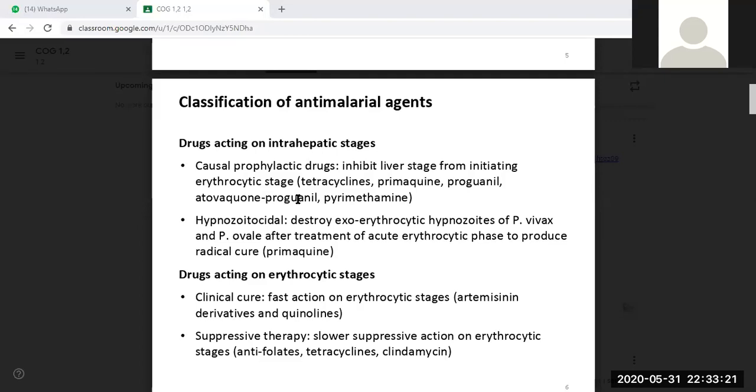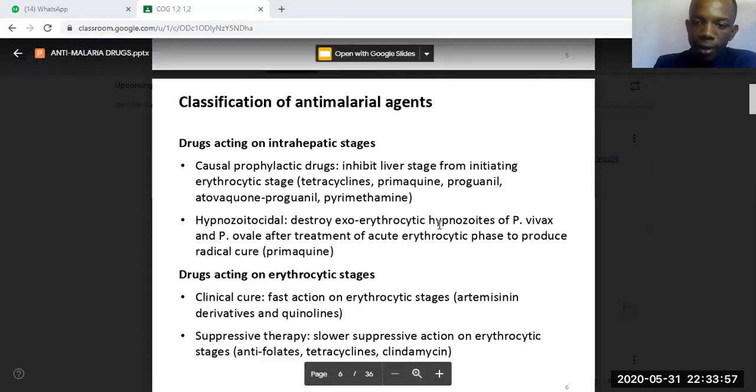Again, this is the point where, in Plasmodium vivax and Plasmodium ovale, the hypnozoites can remain dormant in the hepatocytes even after treatment, for months to years. So if you give these drugs, they're going to ensure that they attack even the hypnozoites that have remained dormant, and then we're going to have what we are calling radical cure. An example of such a drug is primaquine.